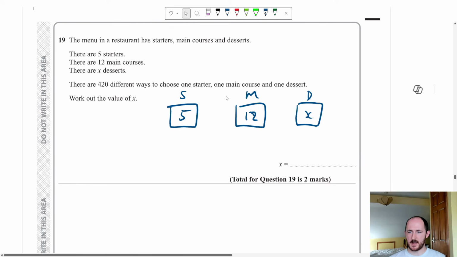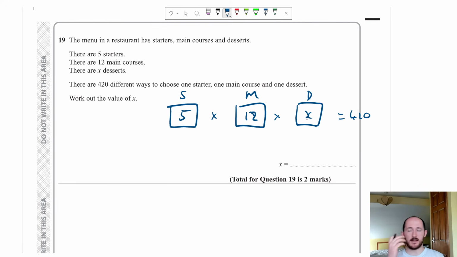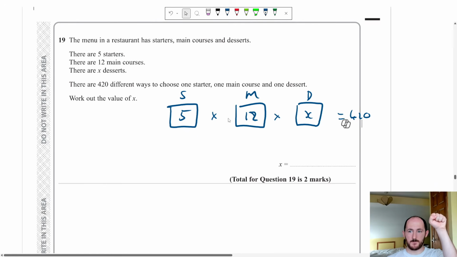So that means if I times these 3 things together, 5 times 12 times x, I should get 420. And again, I like doing it in this way because it really does illustrate how the product rule for counting works. Because for every starter, there are 12 main courses. So if there are 5 starters, there are 5 times 12 combinations, right? Because starter 1 has 12 possibilities, starter 2 has 12 possibilities, so that's 24. Starter 3 has 12 possibilities, 36, and so on.